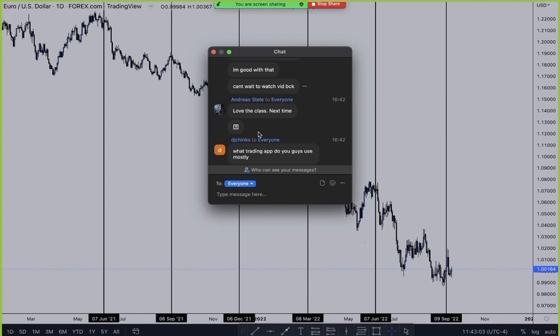Or anywhere really. What trading app do you guys use mostly? MetaTrader 5 and 4 to execute our trades. Yeah, they seem to be the most popular ones. The other ones are owned by brokers, really, aren't they? Yeah, they're not that good.